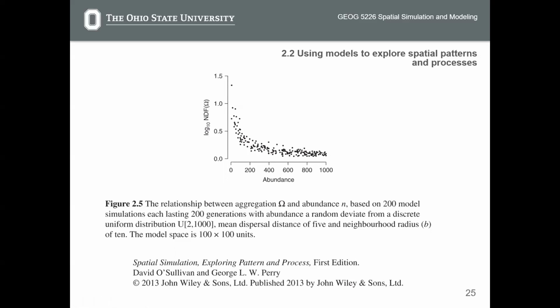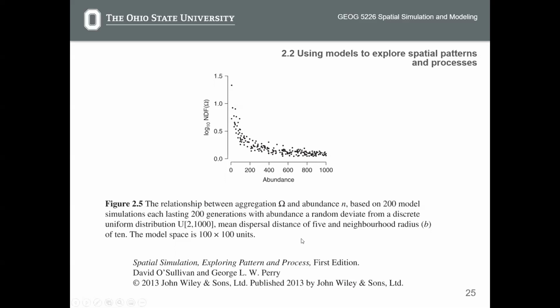run for 200 times, each one lasting 200 generations. So we have 200 black dots here. Each one represents the result of a model running after 200 generations. What are those results? The final abundance of the simulation, and also the NDF after 200 times of model running, or 200 generations.